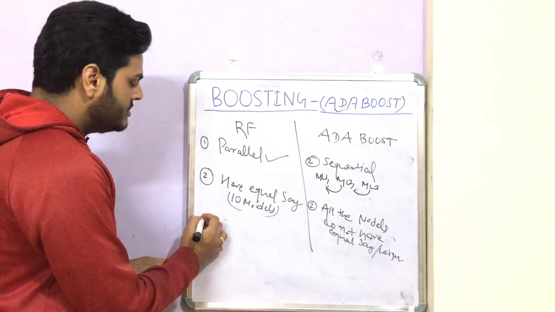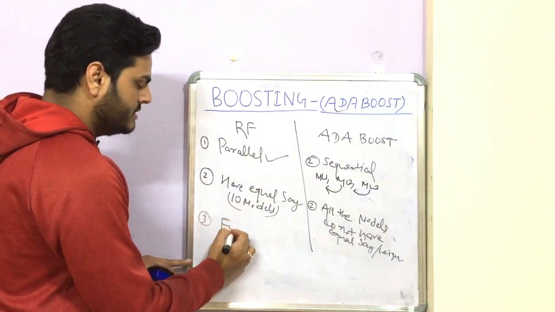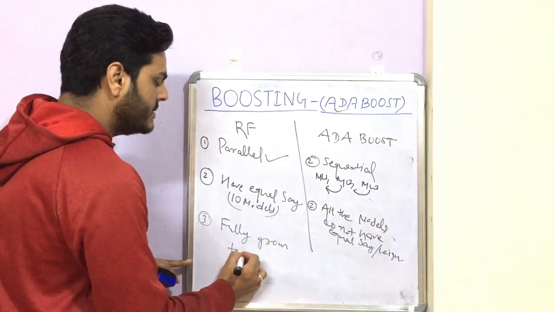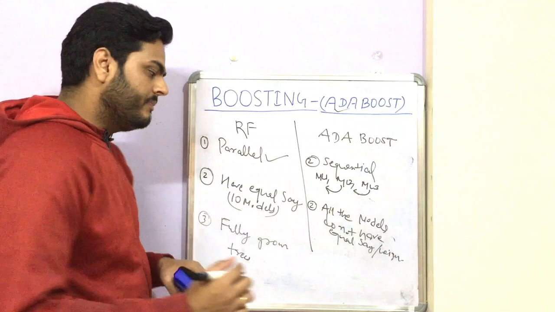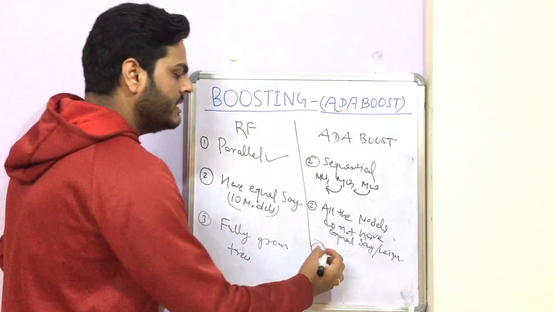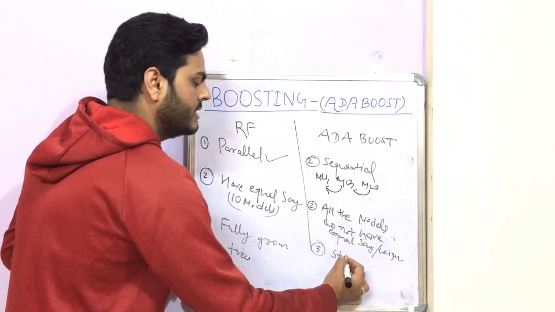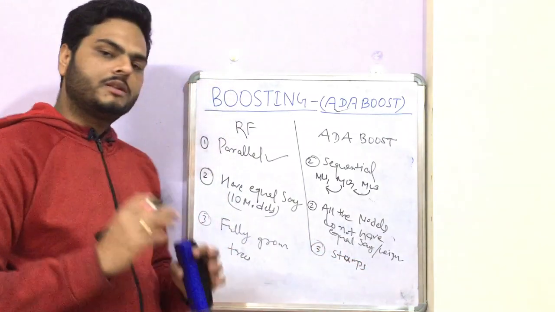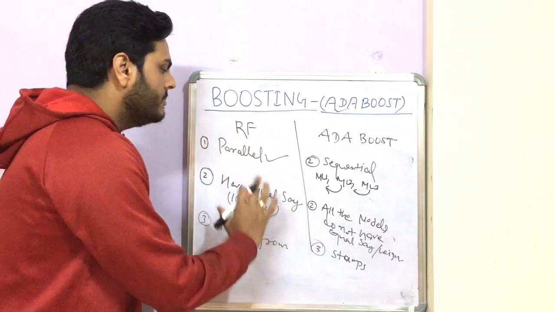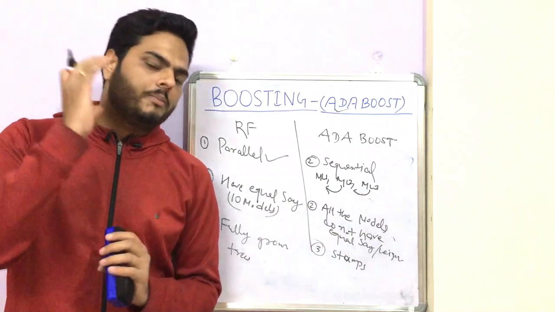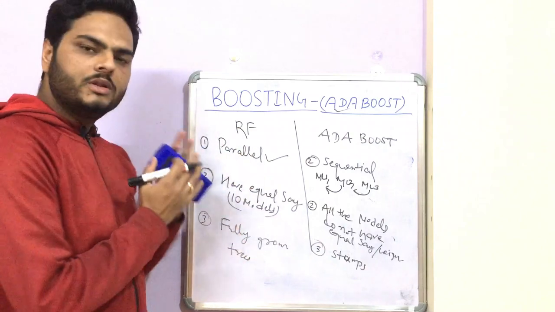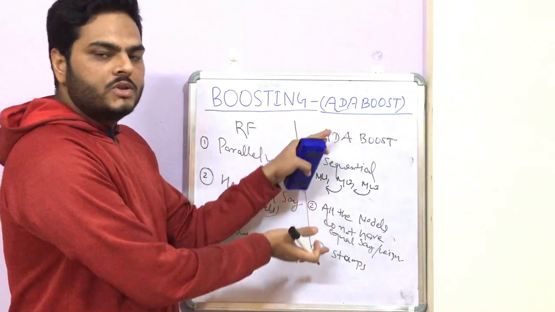So random forest will have fully grown trees as part of its individual models. On the other hand, in AdaBoost, we will have just stumps, which are nothing but one root node and two leaf nodes. So these are three basic differences between how a bagging algorithm works and how a boosting algorithm works. This is a parallel algorithm, parallel learning. This is a sequential learning.